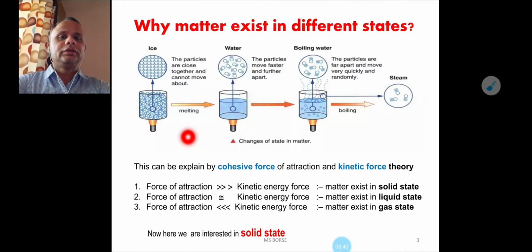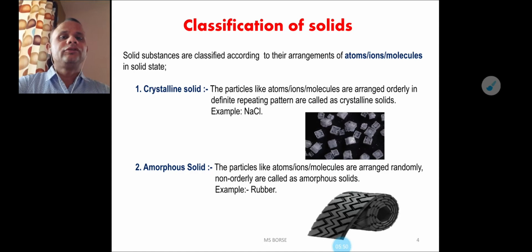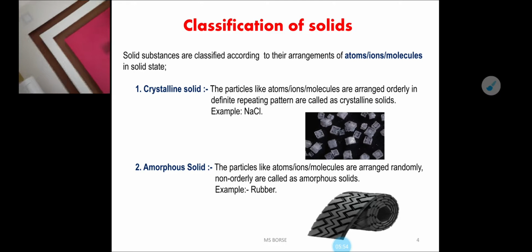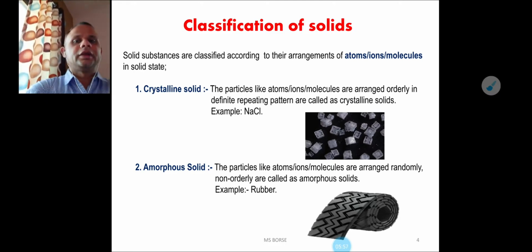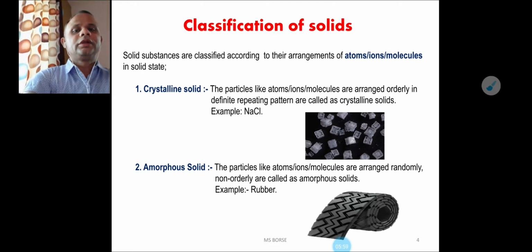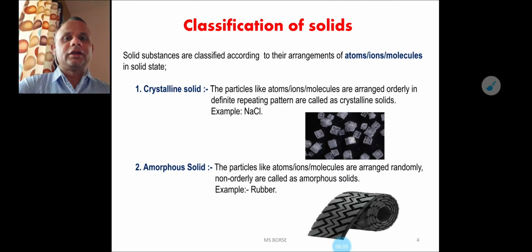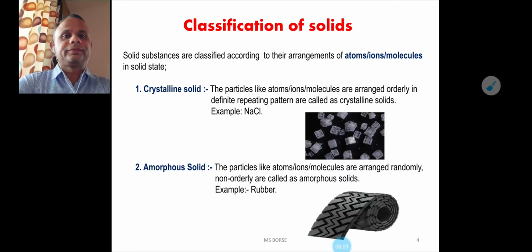So now we will see solid state chemistry. We are interested here in the solid state. Solids are of two types. According to the arrangement of molecules or particles, solids are classified into two types: crystalline solids and amorphous solids.